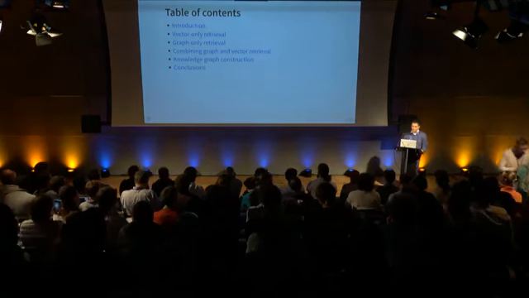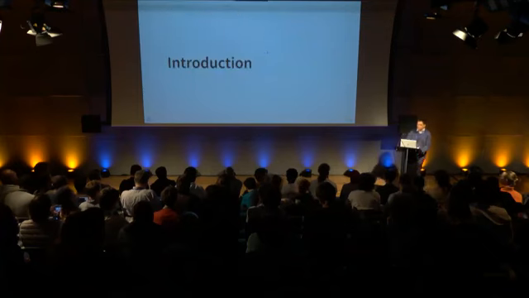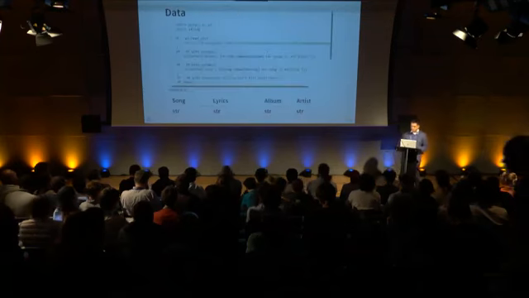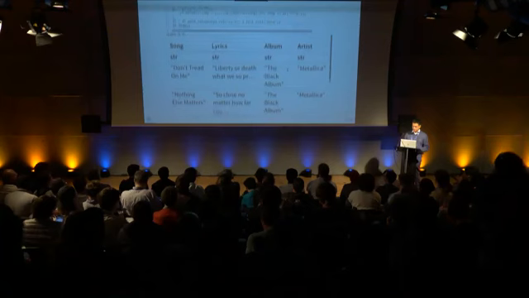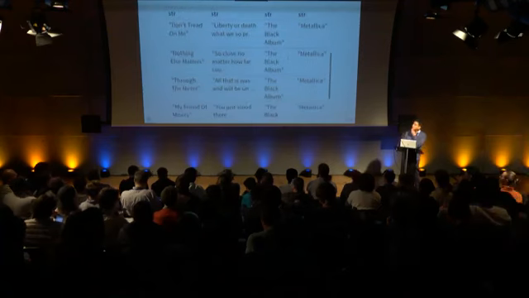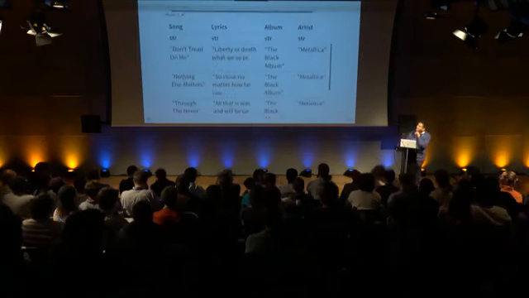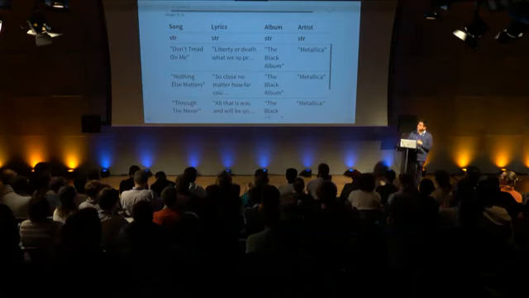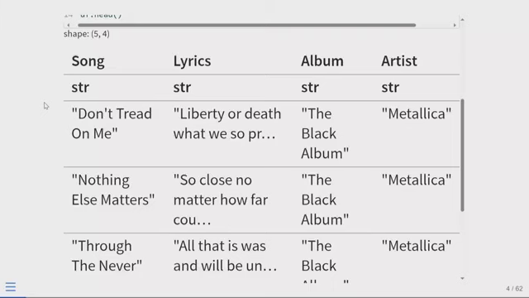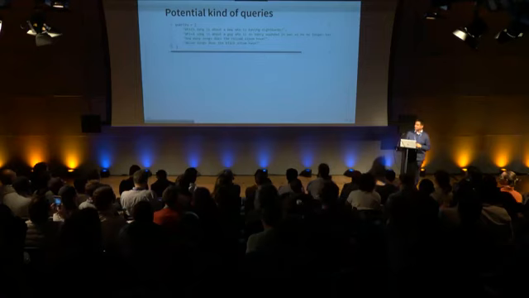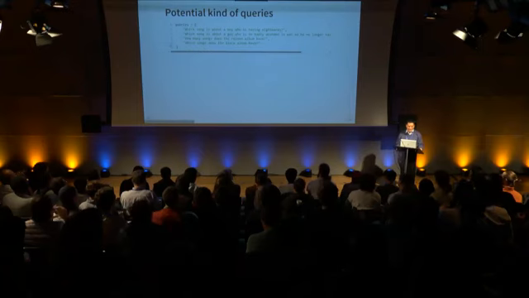And I'm going to start with a very basic example. I'm going to start with the data which contains the songs of Metallica, and it contains the songs, the lyrics, the album, and the artist, which is only a column full of Metallica. And the potential kinds of queries that we are expecting from our users, we can think of many more, but there are two types basically.